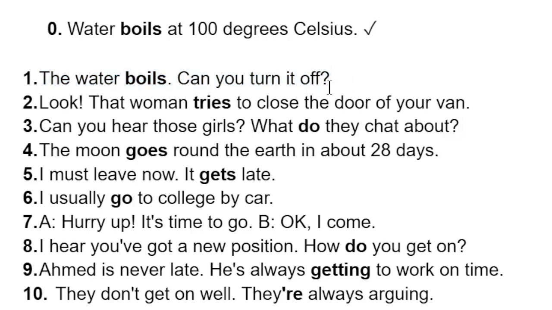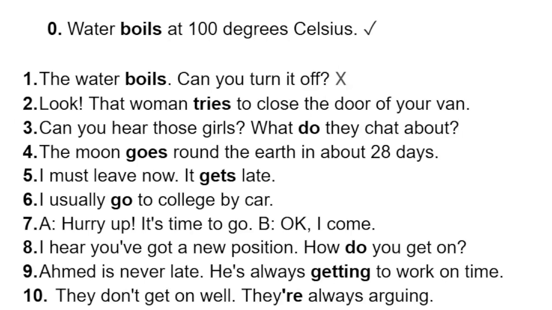Can you turn it off? So the answer here is wrong. The question is wrong. Number 2. Look, that woman tries to close the door of your van. The verb again is in the present simple, but the woman is now trying to close the door. So the verb should be in the present continuous. So the verb here is wrong.